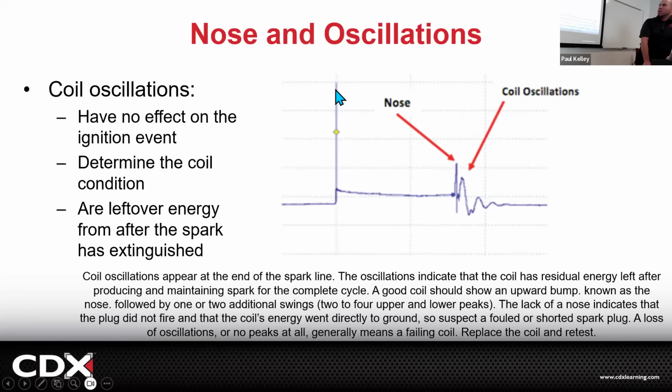But if we look at this one, there's our kV line. Here's our burn time. This we call the nose right here, okay? This up right here is the nose. The nose is a good way to evaluate some of the things that are happening in the cylinder. Right, and then these are the oscillations.